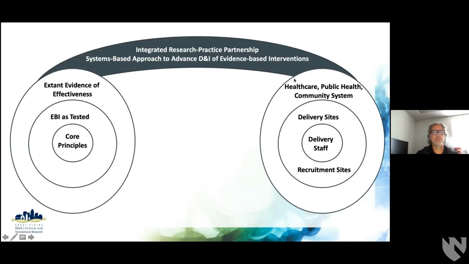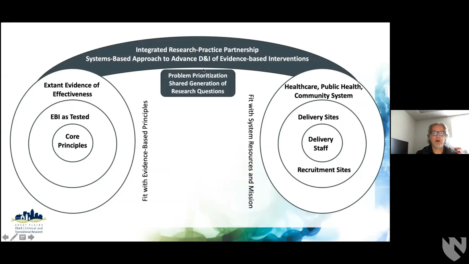But the idea is that there's a partnership between that community side and the research side, and that partnership together really looks to see, can we fit with evidence-based principles? So whatever we're going to do, does it fit with the evidence base? And so again, we're talking about the evidence-based intervention. And then on the community side, we're also collectively thinking, how well does it fit with the system resources and mission of that community organization that may be involved with the implementation? And then together we come up with problem prioritization. And so this links back to the session that I did earlier today, where we focused on generating your research idea and then research question. And this is where, from this model perspective, it's a collaborative approach to come up with the problem as well as the research questions. Then the next step is the evidence-based intervention selection.